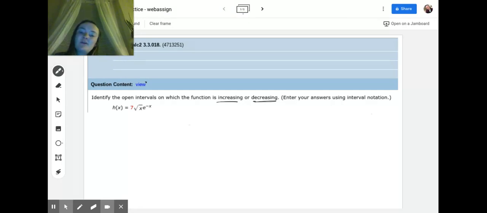So in order to find out where the function is increasing or decreasing, I need to find out the place where it's doing neither. The place where it's doing neither is called the critical value. And the critical value is going to tell me the transition point between increasing and decreasing. So let's go ahead and find the derivative.